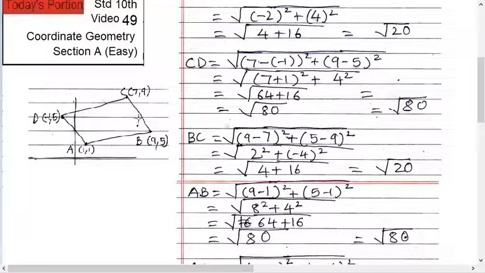Of course, it can't be a rhombus. Why? Because opposite sides are equal, but not all the sides are the same. Similarly, it can't be a square also. So it is either a parallelogram or a rectangle. Now we have to find out which it is.